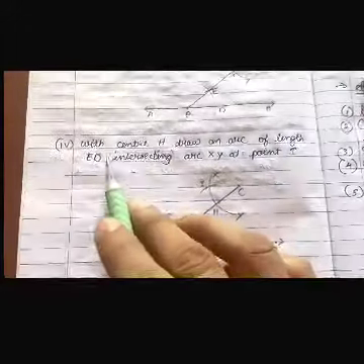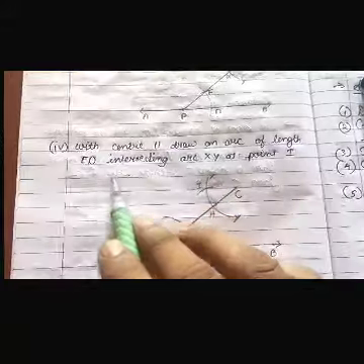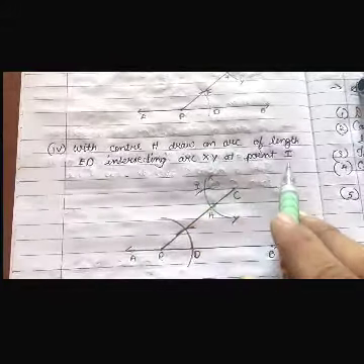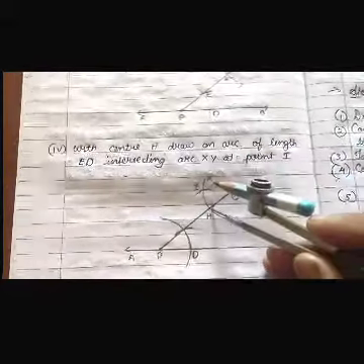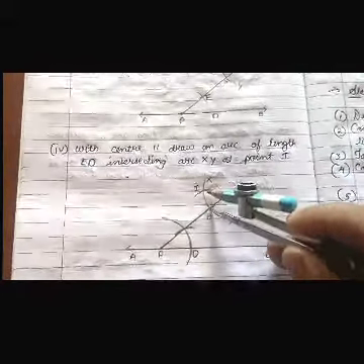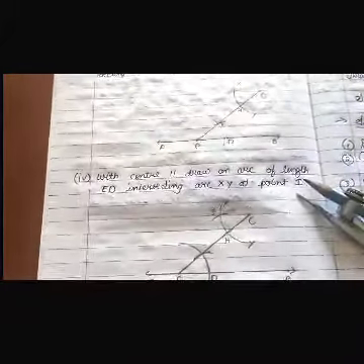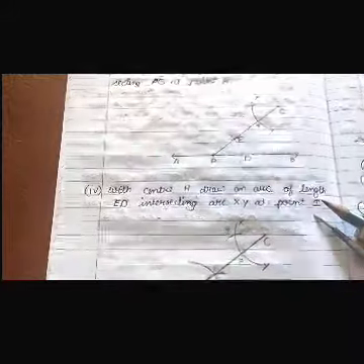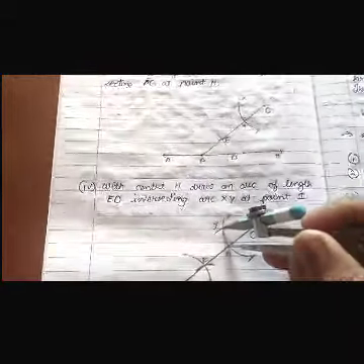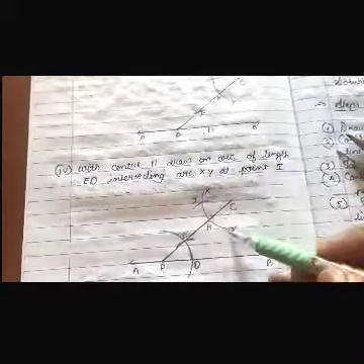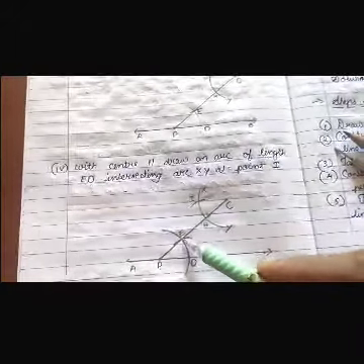Now dear student, with center H, draw an arc of length ED intersecting XY at point I. With center H, the radius you have to take is ED. First take radius ED and place it on H and draw an arc which intersects arc XY at point I, so that we get equal distance.